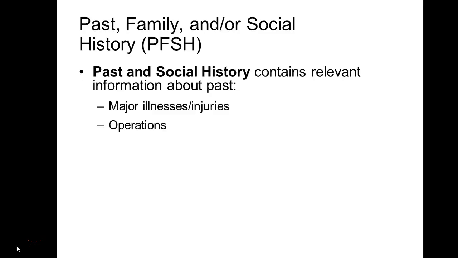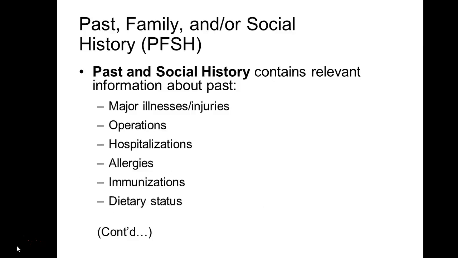Now, again, the past, family, and social history. So the past history is going to, again, cover major illnesses and injuries, operations, hospitalizations. And again, you can look at a full list of this in your green guidelines on page 7, okay? Current medications, allergies, age-appropriate immunization status, dietary status. So again, we need to know about all of these.